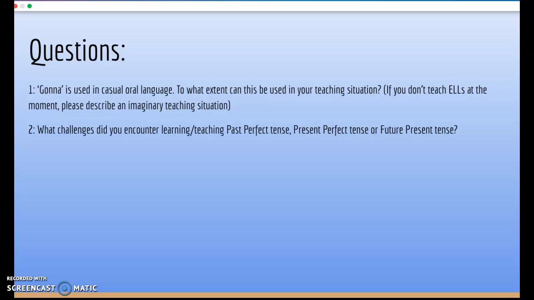And the second question is about hot seat question 16. What challenges did you encounter learning and teaching past perfect tense, present perfect tense, or future present tense?